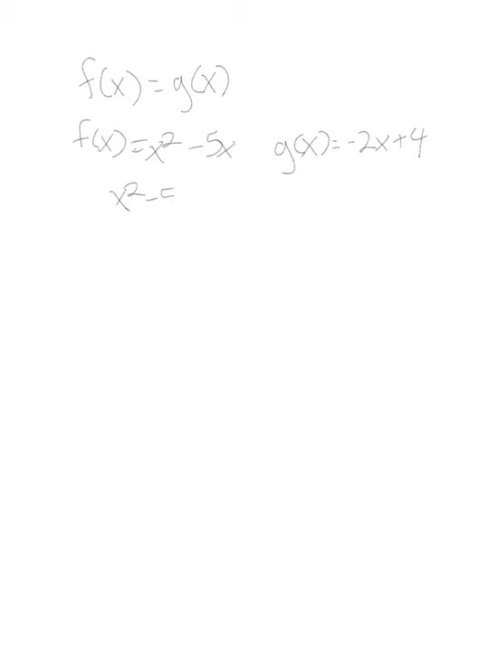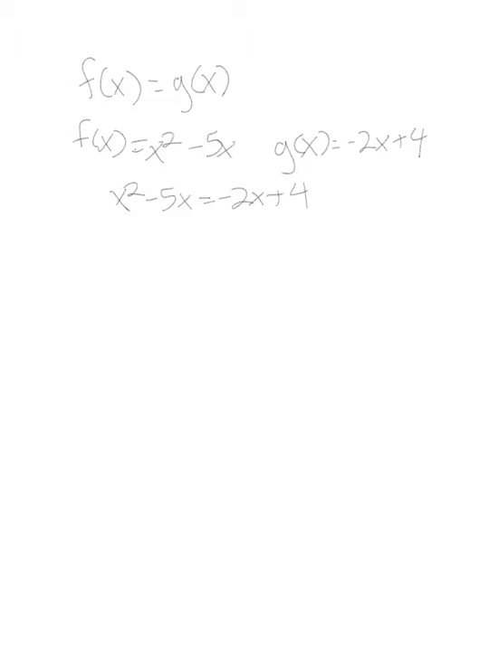Now we're going to work with what if f of x, our function, and we want to make it equal to another function, and we'll call that g of x. So let's say f of x equals x squared minus 5x, and our other function g of x equals negative 2x plus 4. Well, that's not too bad. We just got to set one, f of x, set it equal to the other one.